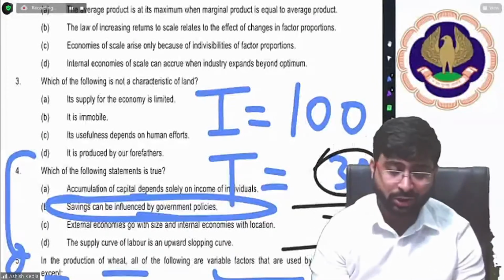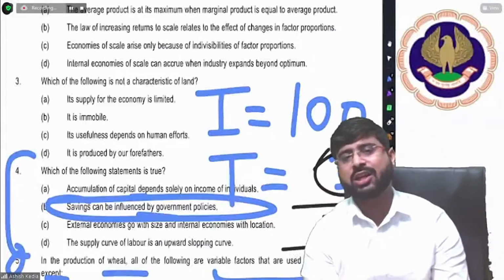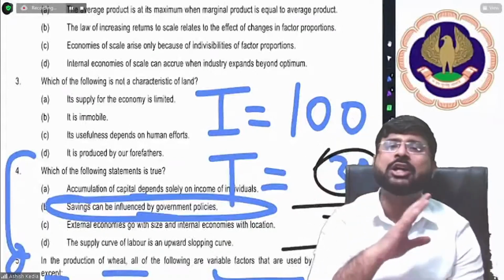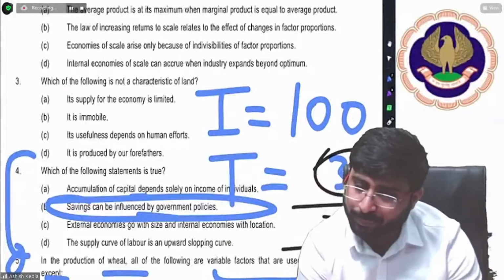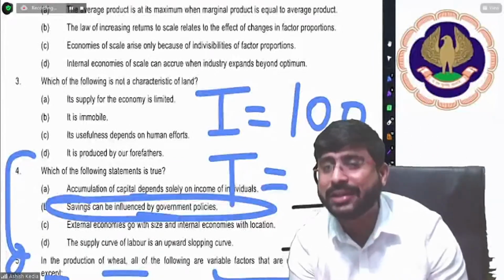So my dear friends, you will be happy to know chapter 3, theory of cost and production is completely over with all the MCQs completed. Please read them out. Please revise them.